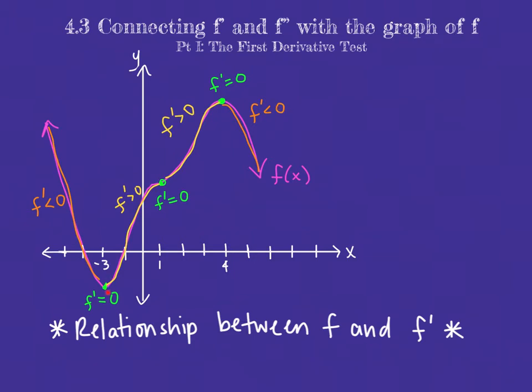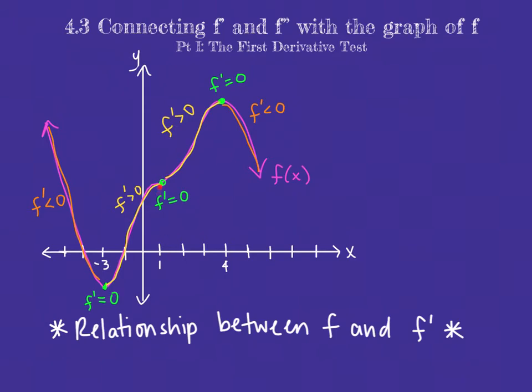So note here at x is negative 3, our first derivative went from negative to positive, meaning our function decreased then increased. Therefore, there was a relative min. Here at x is 4, our first derivative went from positive to negative, meaning our function increased then decreased. Thus, there was a relative maximum point.